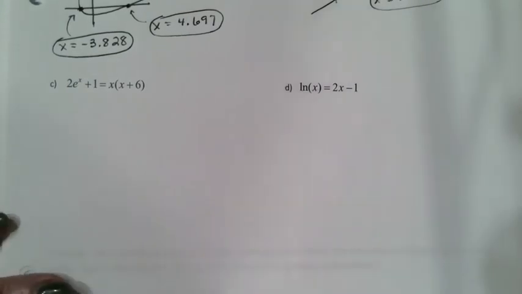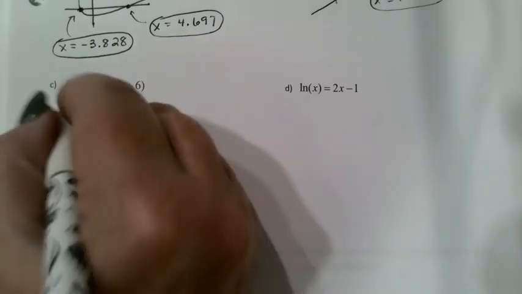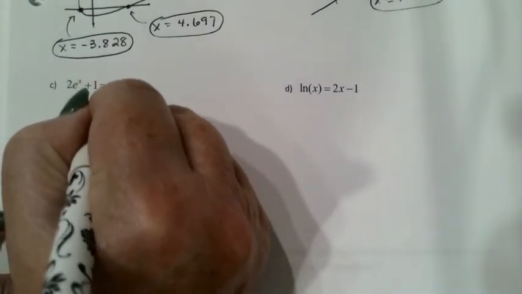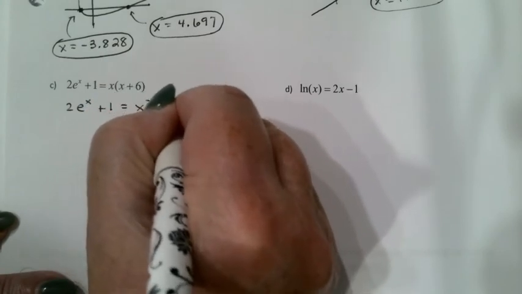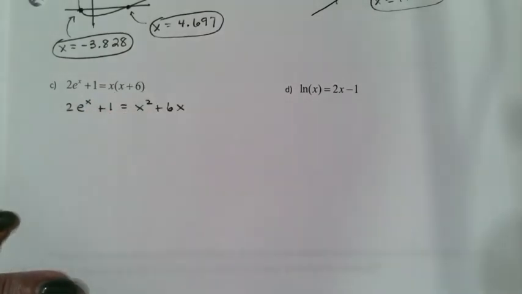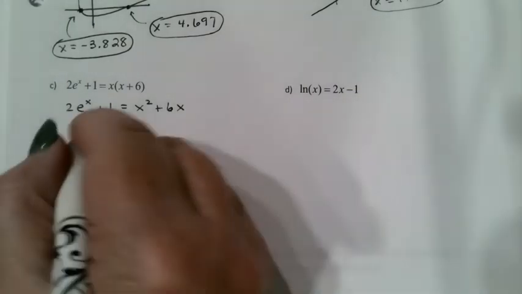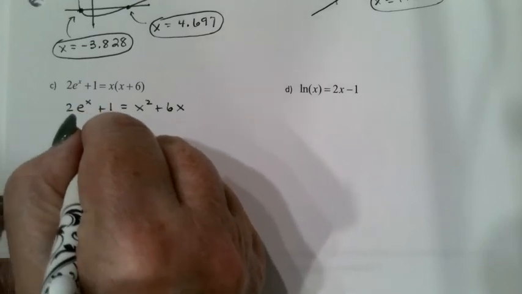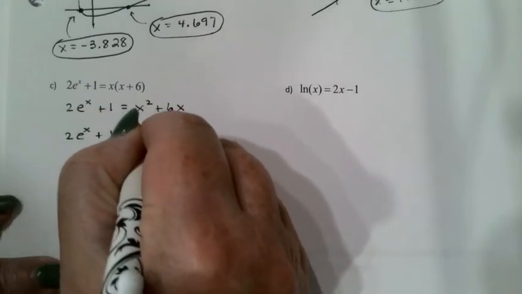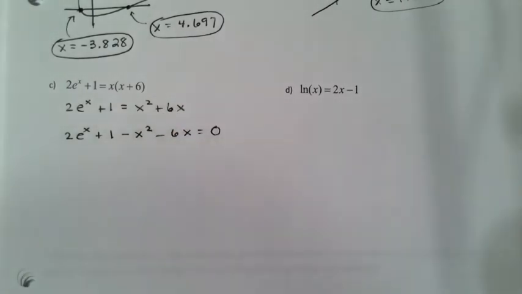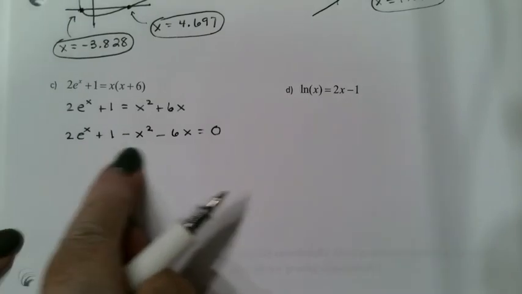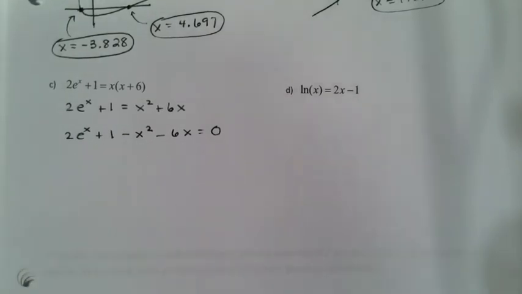In C, I have a factored form right here, and it's fine to leave it like that, although I personally think it's a little bit cleaner if I just multiply it out by distributing the x. But once again, looking this through, nothing's going to factor out. So I'd like to get this to equal 0. Subtract x squared, subtract 6x. And since there's nothing that's going to factor, I'm going to go ahead and graph that and see if I can find the zeros.